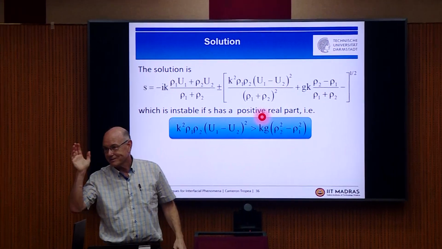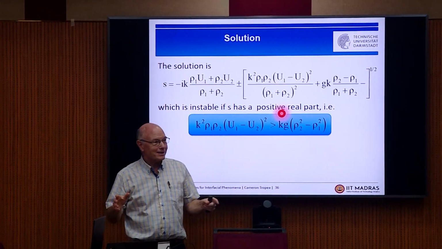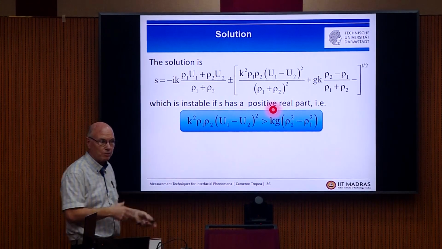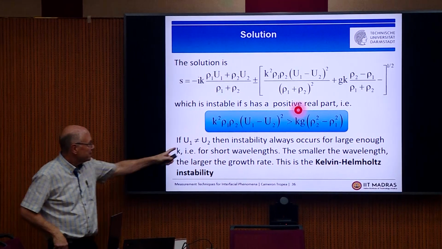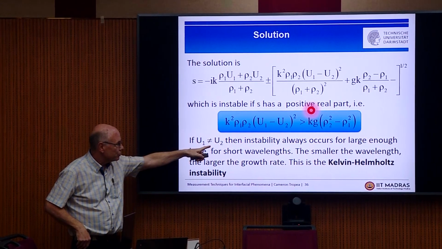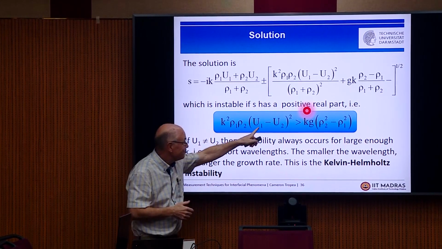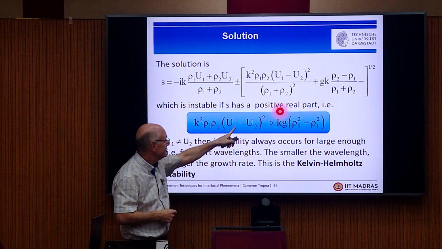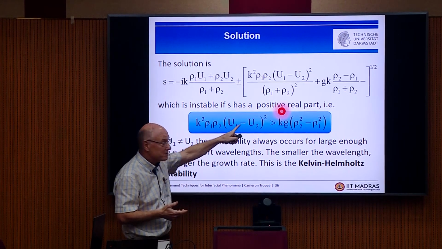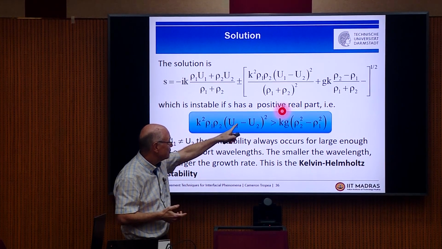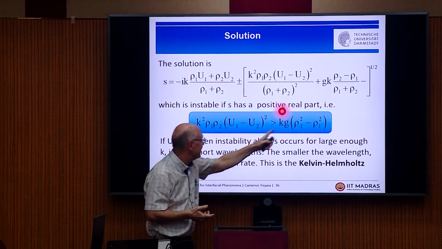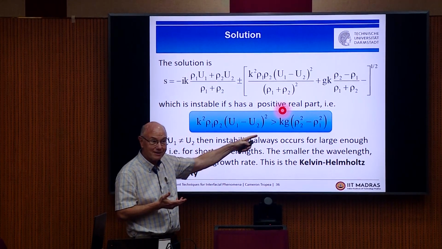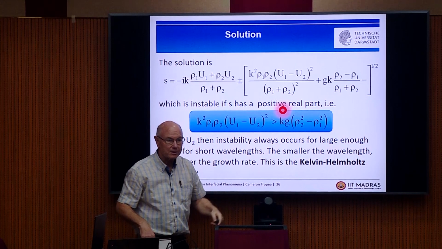So I think everybody, some are nodding. It's clear I skipped a few steps in the last slides, but that's what we want. And so we can say if U1 is not equal to U2, then this is always positive, because it's squared. So this is always positive. So you can always make that bigger than that if k is large enough. Because here you've got k squared, and there you've got k. Or you can divide it out, it doesn't matter.